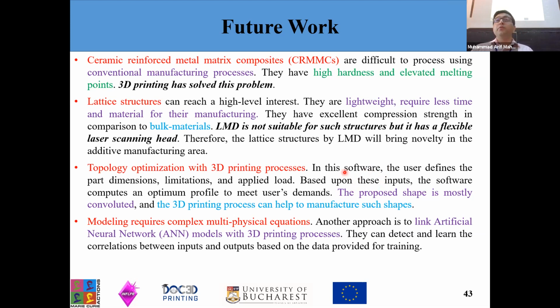The third thing which we will focus on is the topology optimization with 3D printing processes.